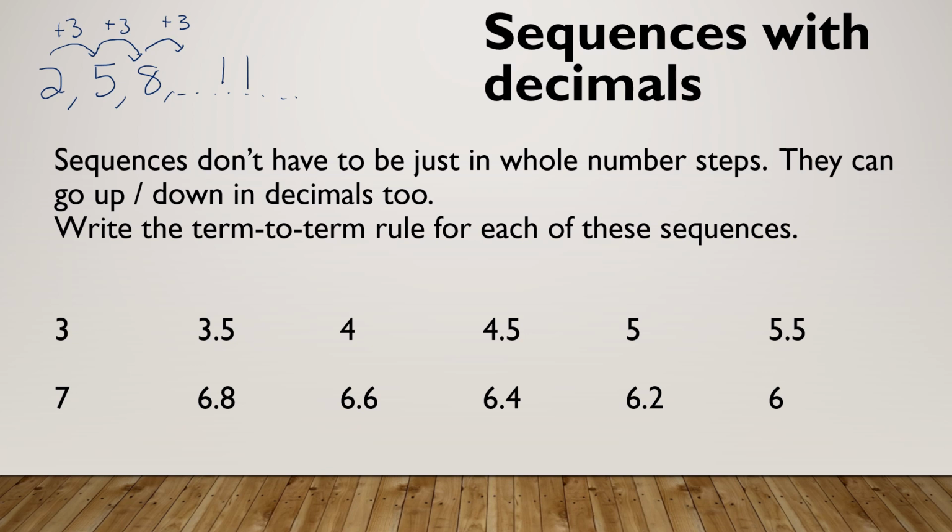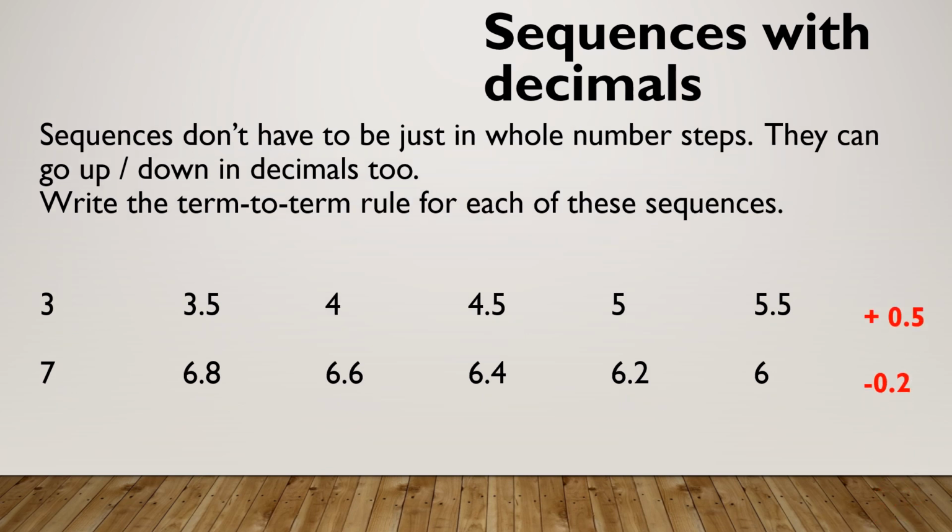I would like you to pause the video and see if you can work out what the term-to-term rule for these is, please. Okay, let's check that out. Hopefully you got the fact that we were adding 0.5 the first time and taking away 0.2 the second.